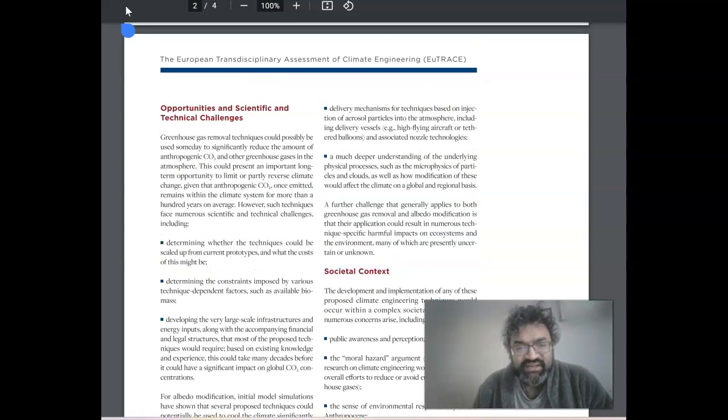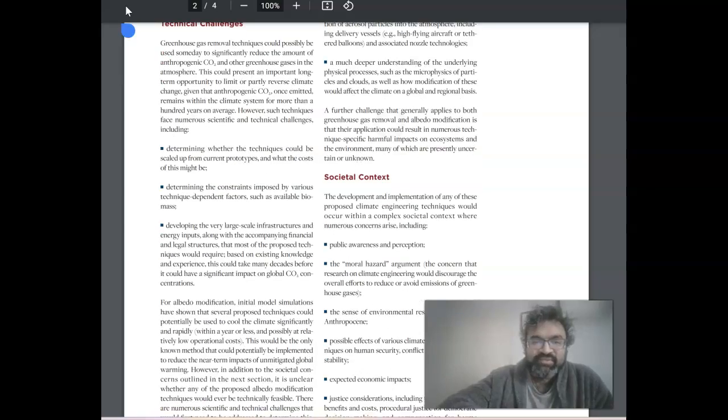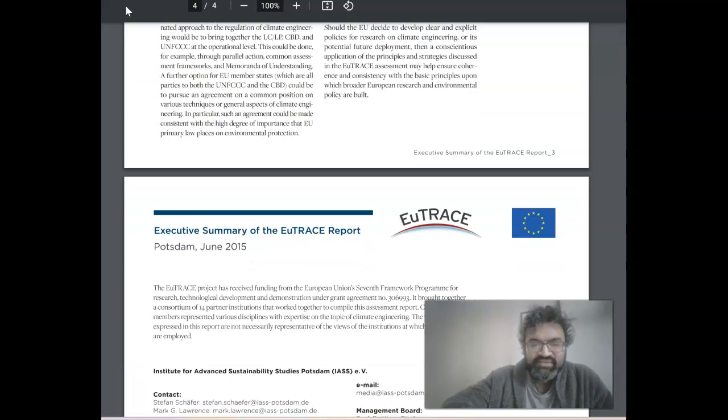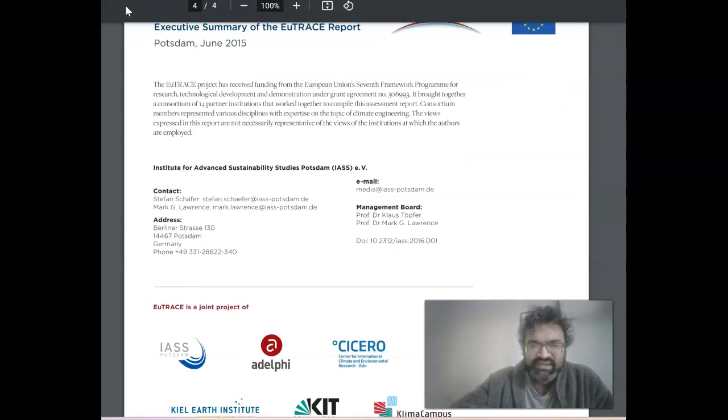So anthropogenic, which is man-made, carbon dioxide and other greenhouse gases in the atmosphere, these greenhouse gas removal techniques could possibly be more of a panacea, or someday significantly reduce the carbon dioxide. So that sums up what is in this topic area. There's more and there's the executive summary you can go through on your own.